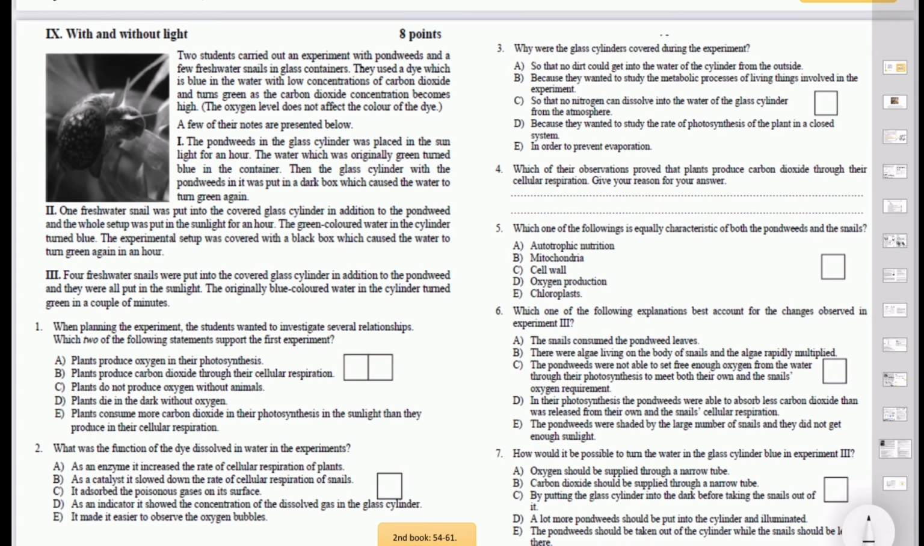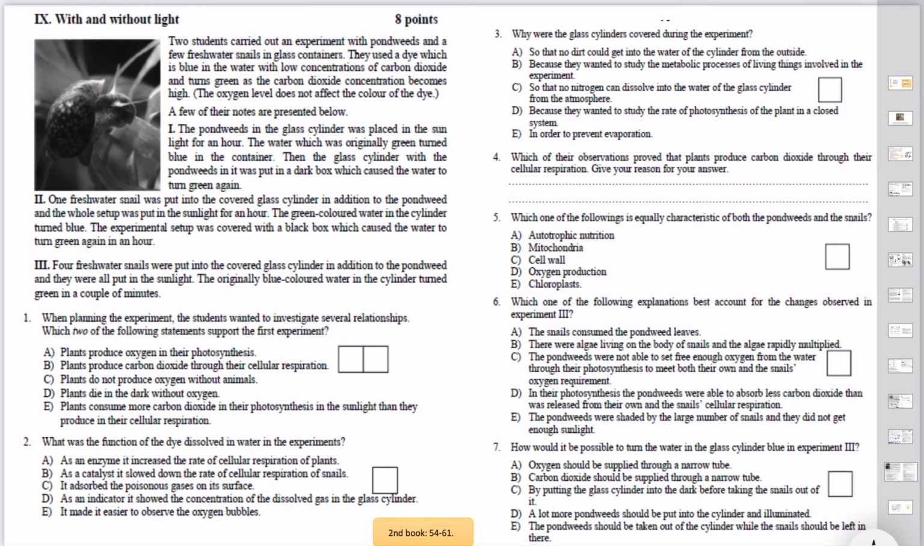And let's start to do the last exercise, exercise 9, with and without light. The students carried out an experiment with pondweeds and a few freshwater snails in glass containers. They use a dye which is blue in water with low concentrations of carbon dioxide and turns green as the carbon dioxide concentration becomes high. A few of their notes are represented below.